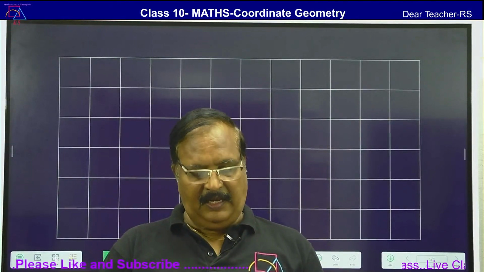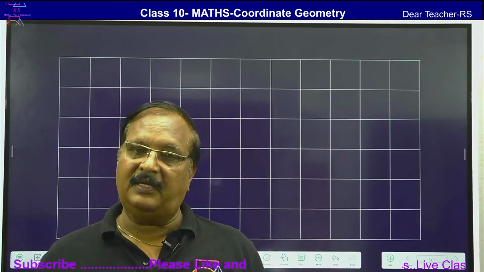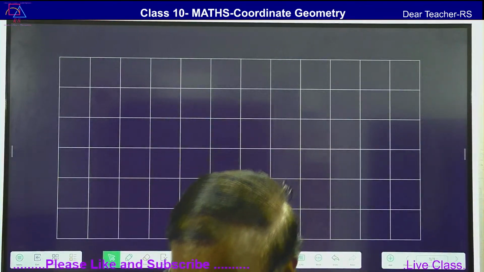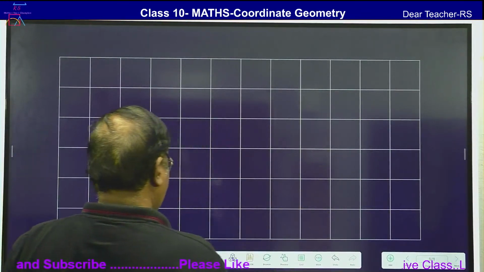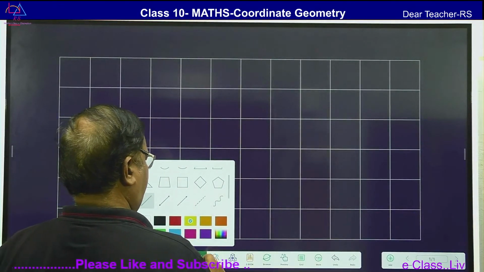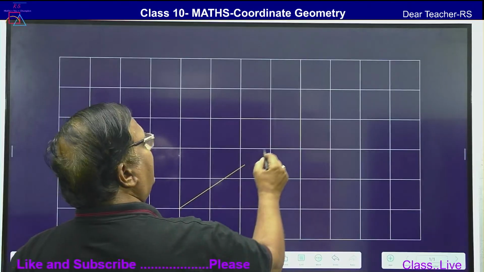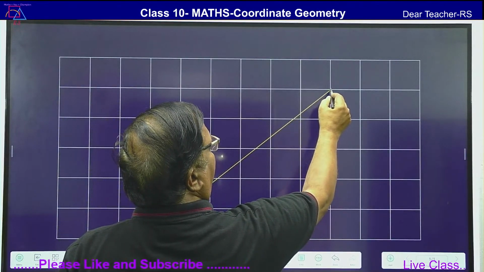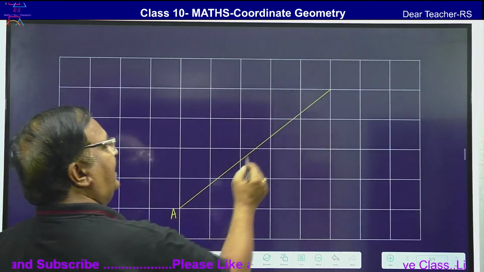So, let us understand the section formula. First, I will explain what is the need of a section formula, and then I will derive a relation for the section formula. Section is usually known as a part. If there is a line, for example, AB is a line segment.